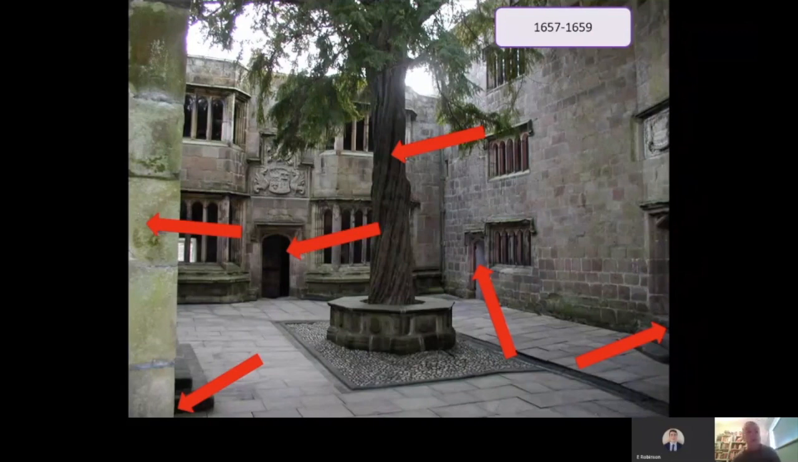Now, the tree in the middle is an ash tree, and that was actually planted by Lady Anne Clifford to kind of celebrate the restoration and the completion of the castle. So it's a tree in the middle. You can see a few different arrows. If you take a look at the arrow in the bottom right, which is pointing towards a doorway, that's where we're going to go next.